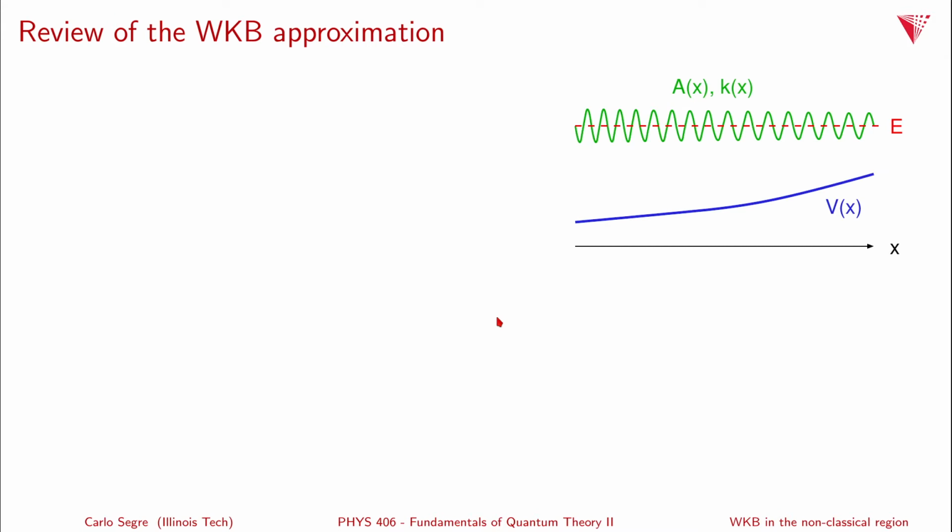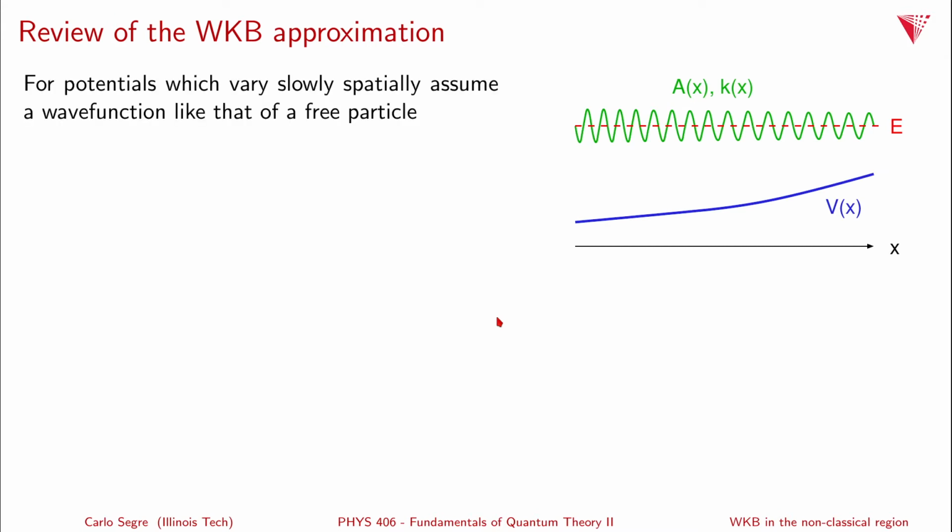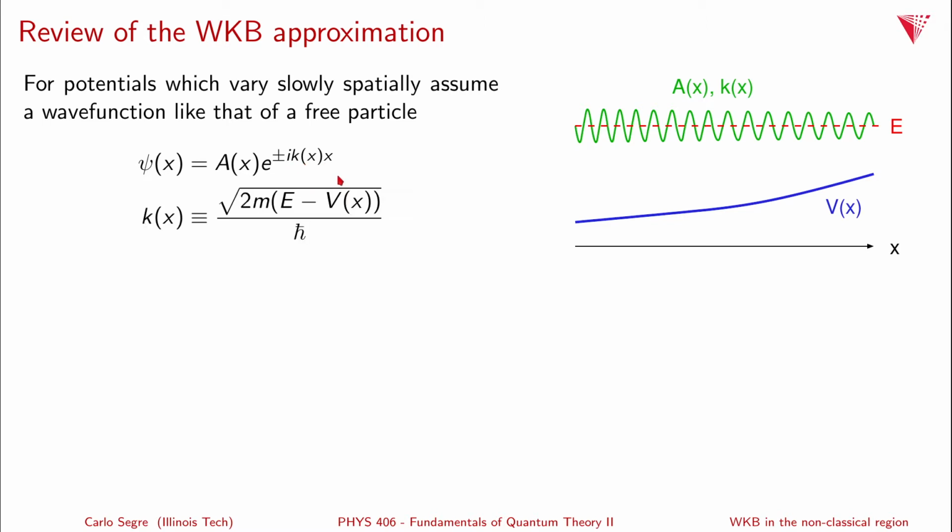So, the WKB approximation works for potentials that vary slowly spatially, and we assume a wave function like that of a free particle. So psi of x is equal to A of x, where the amplitude changes, and the wave number also changes, so you get e to the plus minus i k of x times x, where k of x is just the square root of 2m times quantity E minus V of x over h bar.